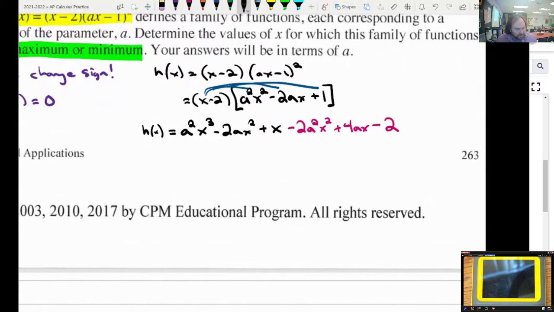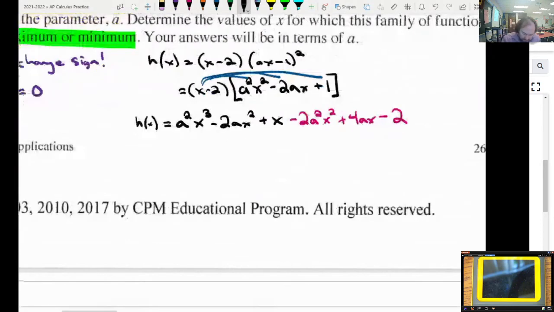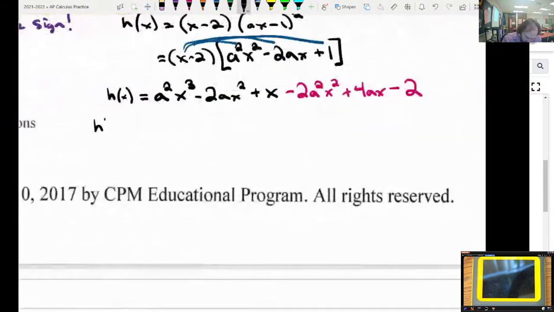Again, I'm starting to think whether this would be easier to do with the chain rule or the product rule, but the product rule would require a chain rule anyway, so I don't know if it would be any faster. Anyway, this is going to be pretty simple because what we're going to do next is take the derivative of this. We're going to do h prime of x. And again, h prime of x means that x is the operating variable. A is just a constant, so we don't have to worry about its derivative.